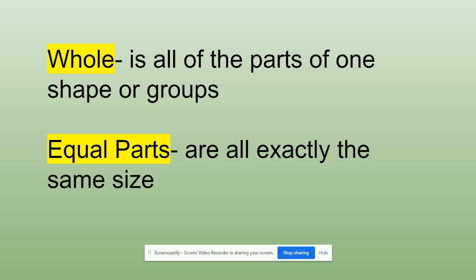Equal parts would represent the slices. So most pizzas are cut into 8 slices, and they're generally all the same size. So we want to make sure that we have equal parts. Each of those 8 slices are broken up equally, are exactly the same size. And that's going to go for any shape that we do.